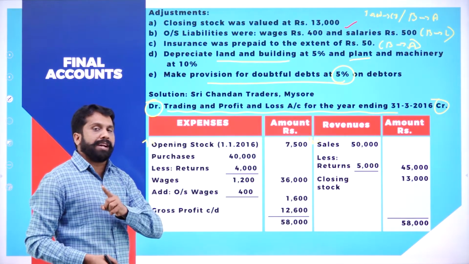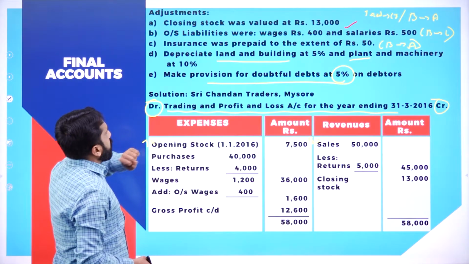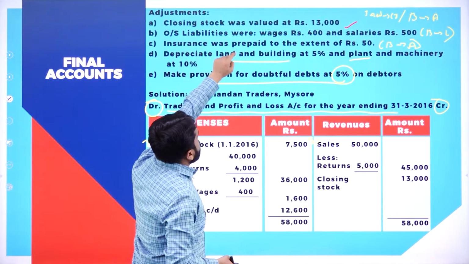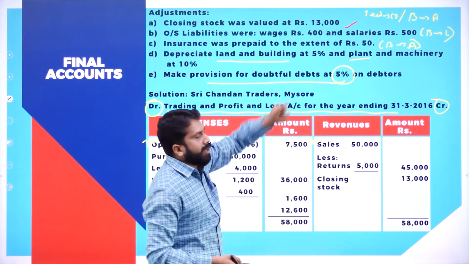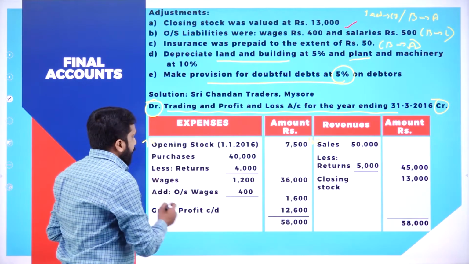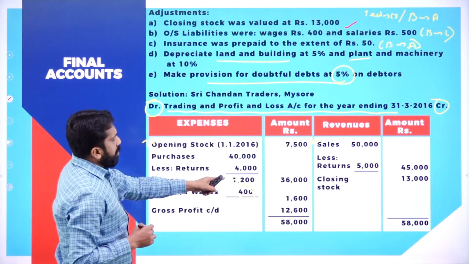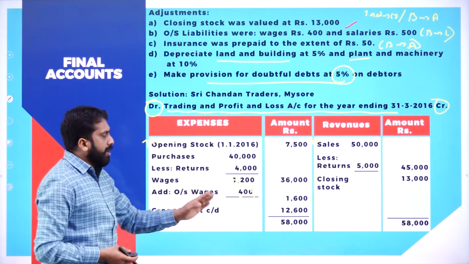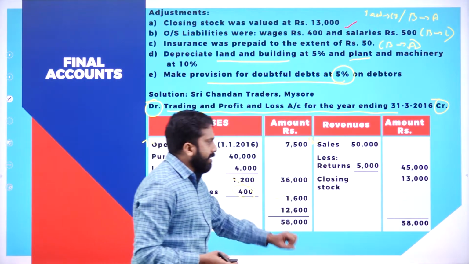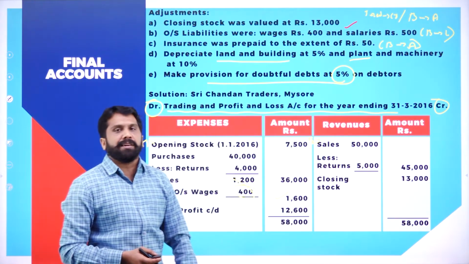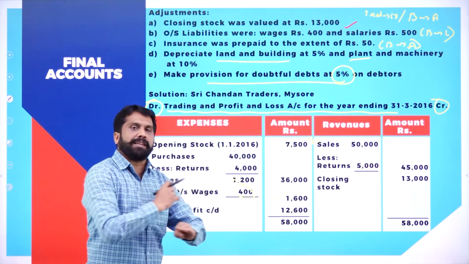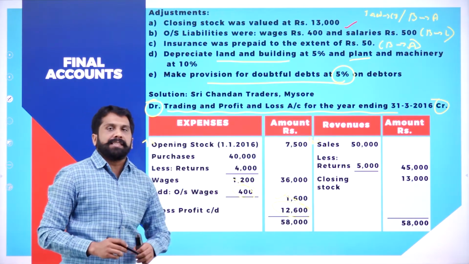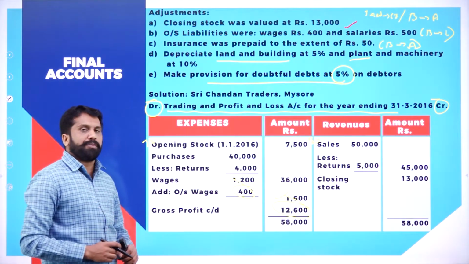If there are any outstandings, we should add. In the adjustment, we have wages. Insurance was prepaid and a liability was wages rupees 400 outstanding. Now, I have added outstanding 1200 plus 400. Your answer is 1600. You have to see which side is more. Your credit side is more. It is 58,000. Write that 58,000. Your debit side also. The balance will be 12,600. That is your gross profit.